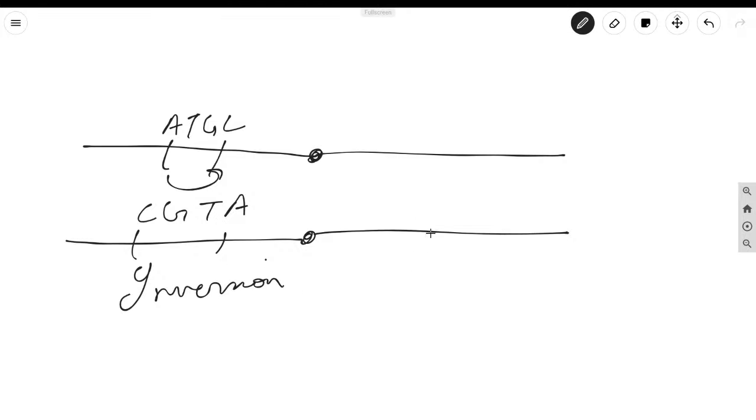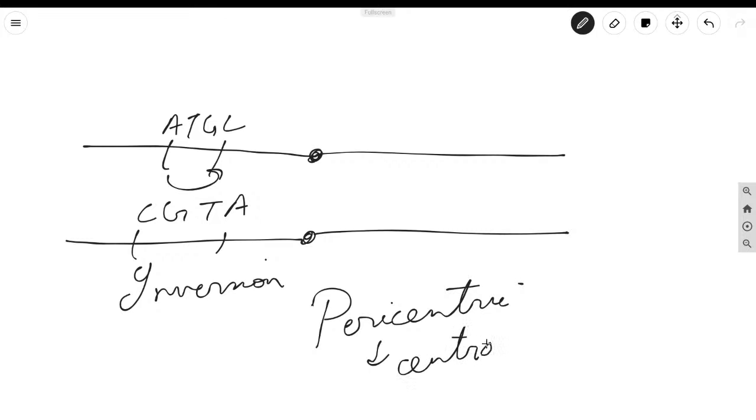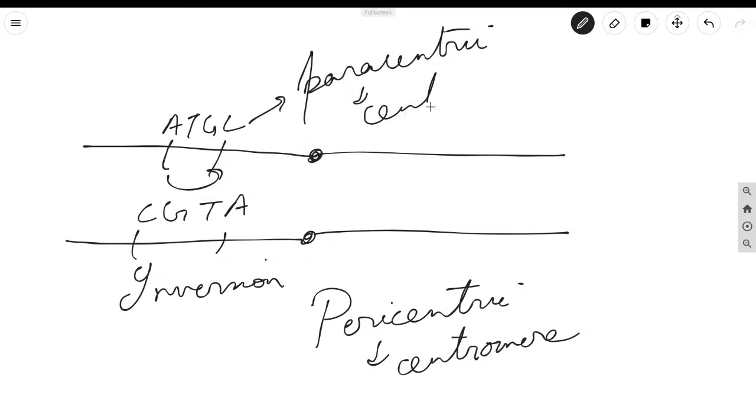If it involves both the arms of the chromosome, it will be a pericentric inversion, meaning a cut in both the arms of the chromosome: one cut, then invert, then ligate again. It involves the centromere. If the cut is only in one arm of the chromosome, one cut only, not two cuts, then invert and ligate. That is paracentric inversion. Here the centromere is not involved.